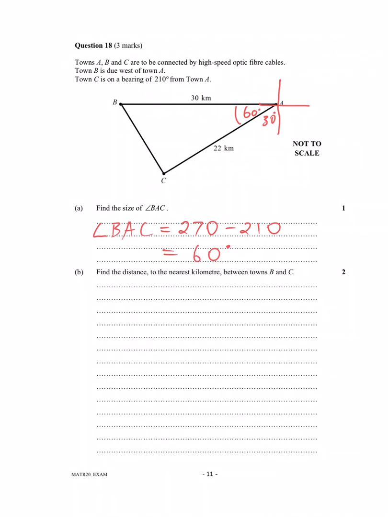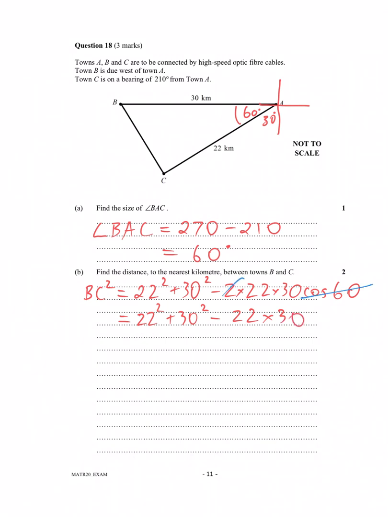And now we need to find the distance between B and C. That is going to be a cosine rule. So BC squared is going to be equal to 22 squared plus 30 squared minus 2 times 22 times 30 times cosine 60, which is a half. So we're going to have 22 squared plus 30 squared minus 22 times 30, where the 2 and the cos 60, which is a half, cancel each other out. You can just go straight to your calculator from this step here if you would like.